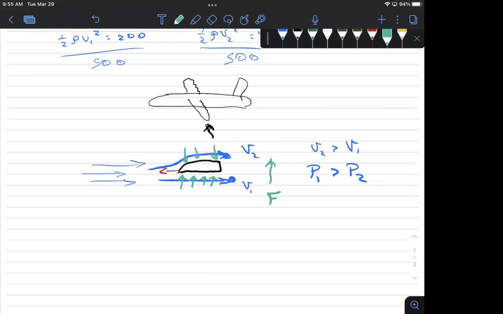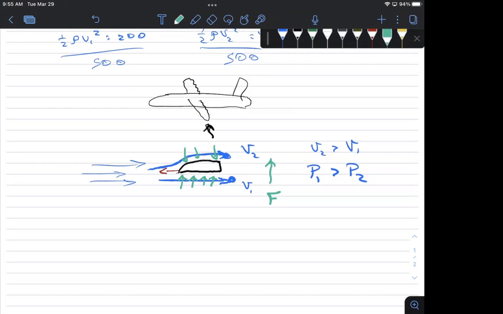Over the top, it has to go a bigger distance since it's curved. So the water or the air had to speed up to make up that distance. And if you have a bigger speed, you have a lower pressure. So more pressure on the bottom, less pressure on the top. That means more force from the bottom than the top, which means there's a net upwards force on the wing. And if that net upwards force is bigger than the weight of the plane itself, then the airplane is lifted up off the ground.